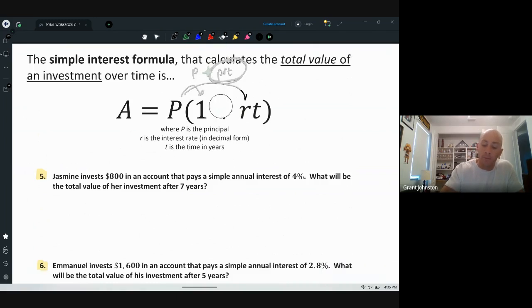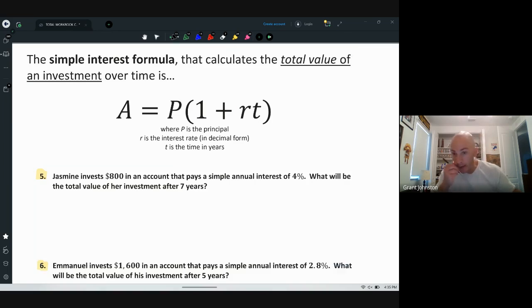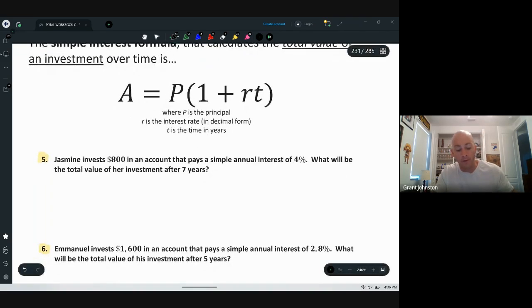Okay, but you will be given this formula, so you just need to be able to use it. Here we go. It's got the same variables. P is the principal, R is the interest rate, and T is the time in years. Okay. So 5 says Jasmine invests $800 in an account that pays a simple annual interest of 4%. What will be the total value of her investment after 7 years?